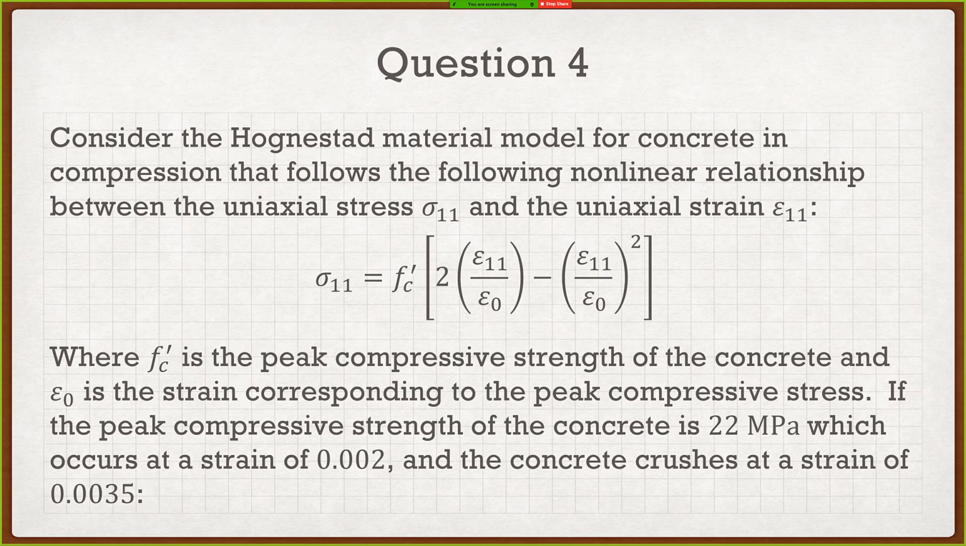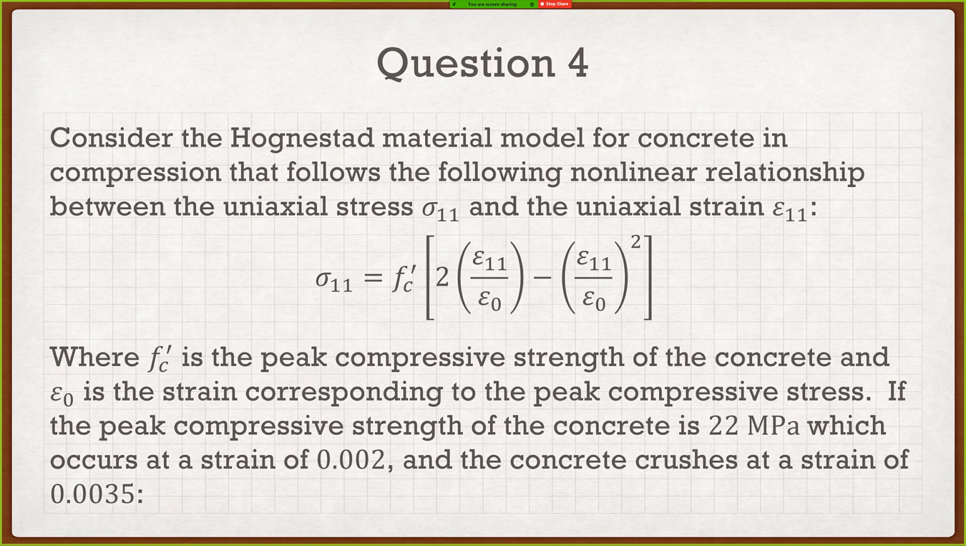As we can see in this equation, we have our sigma 11, our uniaxial stress, is equal to f'c. And this is where you guys say, hold on, what's that, Clayton? I don't know what that is. Well, f'c is the peak compressive strength of the concrete. If I have a concrete cylinder and I crush it under a press, it's going to have that peak stress. That's what f'c is.